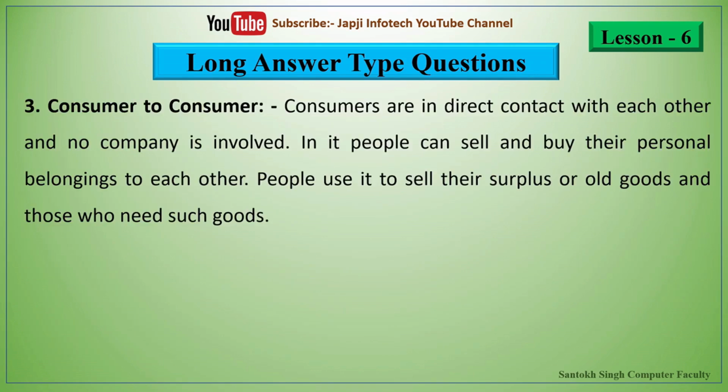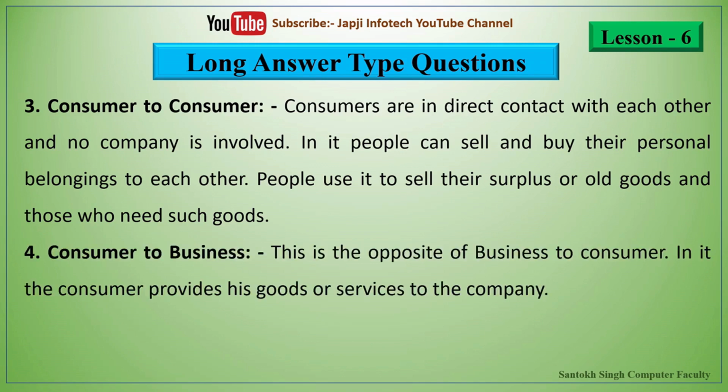And the third one is consumer to consumer. Consumers are in direct contact with each other and no company is involved in it. People can sell and buy their personal belongings to each other. People use it to sell their surplus or old goods to those who need such goods. Fourth one is consumer to business. This is the opposite of business to consumer. In it, the consumer provides his goods or services to the company.